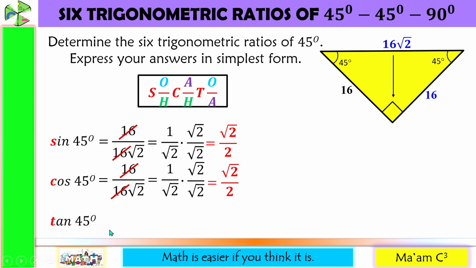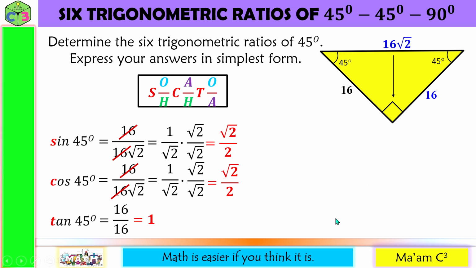Next one, tangent 45 degrees. Tangent is TOA, opposite divided by adjacent. So this is 45, opposite is 16 divided by adjacent 16. And 16 over 16 is equal to 1.